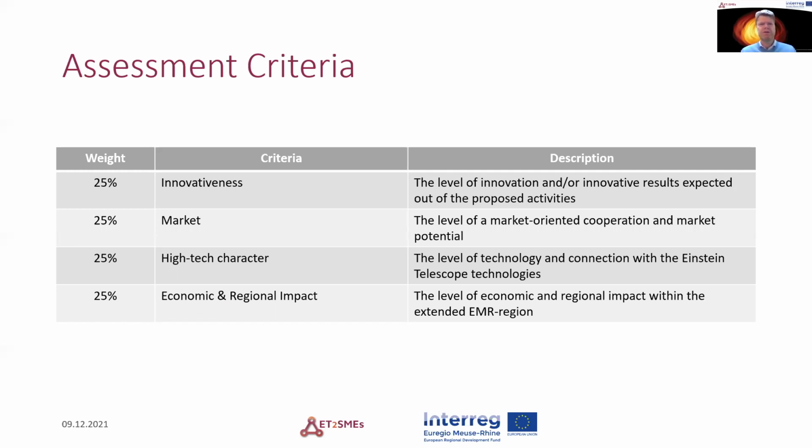The third criterion that we will assess is the high-tech character. This is the level of technology, which is the basis for the project, but also the connection with the Einstein Telescope technologies. The last criterion is about the economic and the regional impact. So the economic impact, not just for the company, but also the economic impact for the region, Meuse-Rhine.